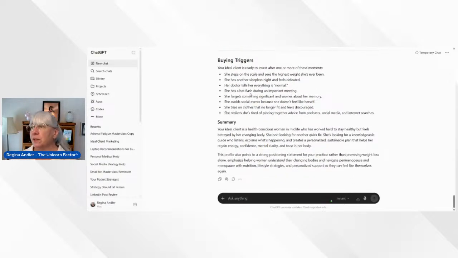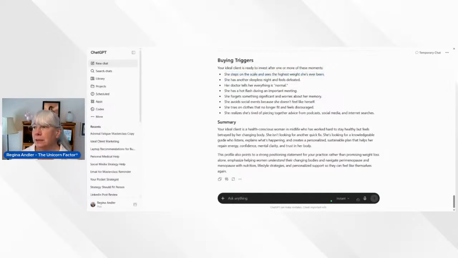Buying triggers. She steps on a scale, sees the highest weight she's ever been. I need help, right? Another sleepless night, feeling defeated. When am I going to find somebody to help me get through this, right? So these are the triggers that will help her buy, again, content gold. Because you can use something like, are you getting tired of stepping on the scale and just seeing it going up, up, and up? And it doesn't seem like there's any real reason why it should be going up. In this particular case, could be hormones, right?